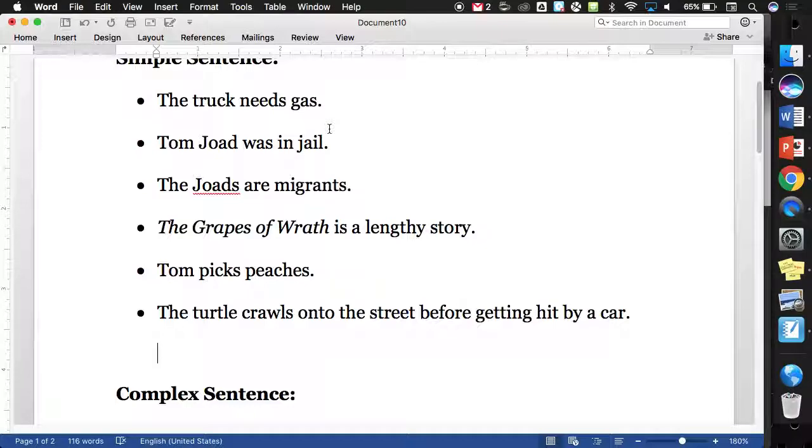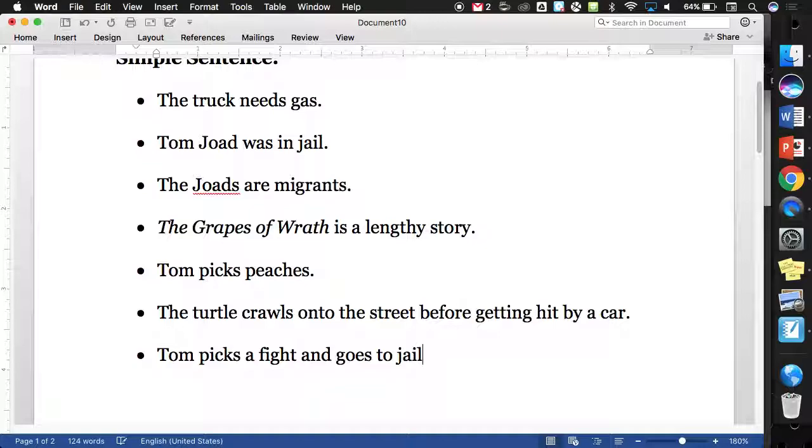What's happening to the turtle? It's crawling onto the street. What's going to happen to the turtle? It's getting hit by a car. So it would kind of be similar to Tom picks a fight and goes to jail.